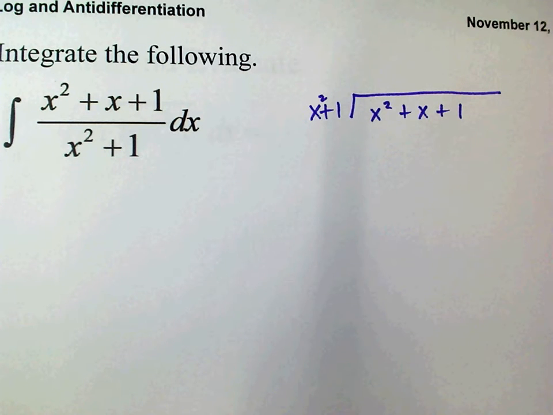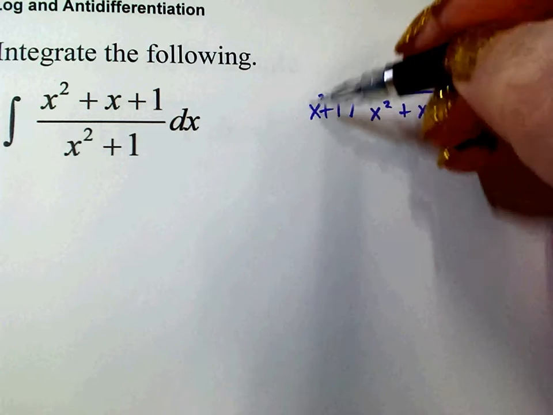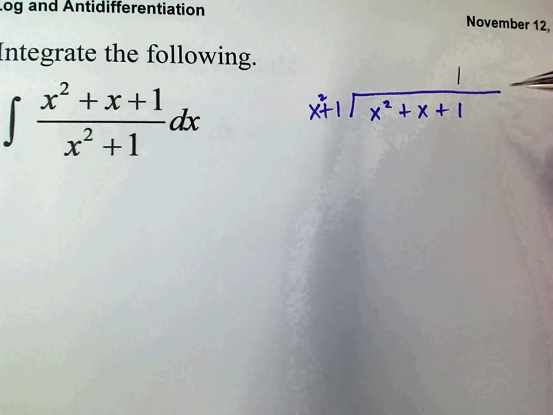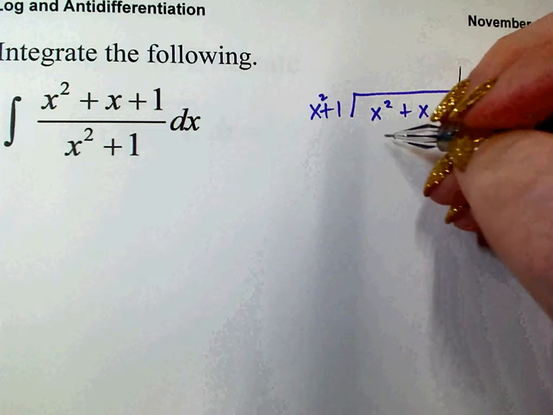Okay, what do I do? It's like, what do you need to multiply x squared by to get x squared? And that's 1. So what's 1 times x squared plus 1, guys? Now what do I do?